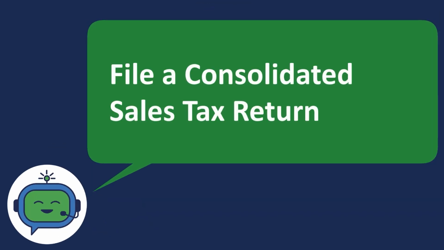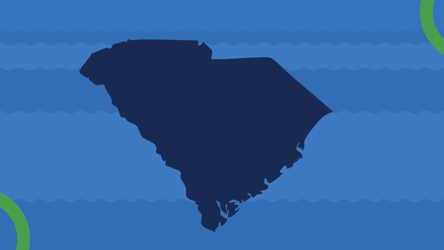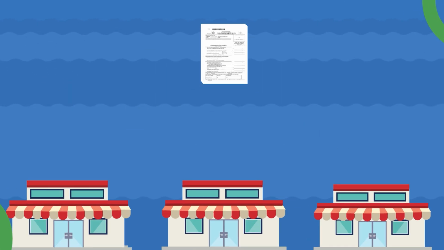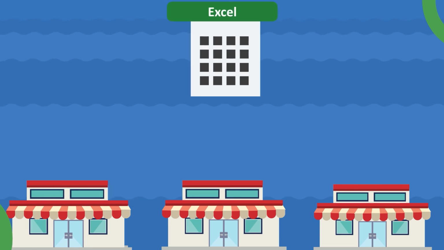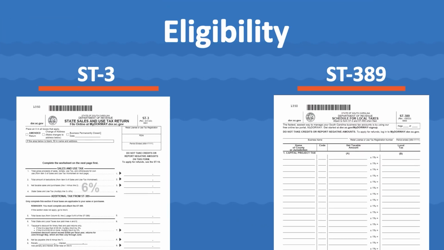If you are a business with multiple sales tax account locations, you're eligible to participate in the Consolidated Sales Tax Filing Upload Program. This program allows businesses with 2 or more retail locations to file multiple sales tax returns using one Excel file each period. The ST3 and ST389 are the only forms eligible to be submitted using this program.